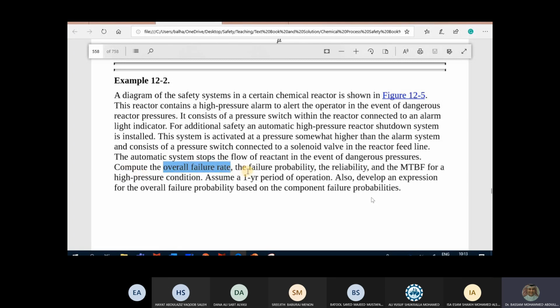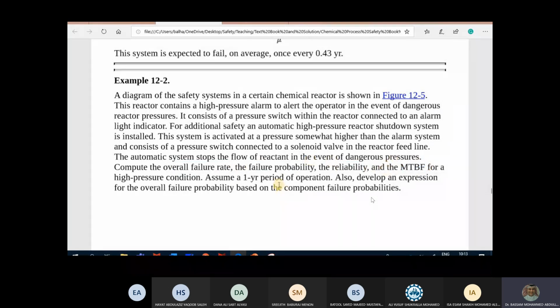Compute the overall failure rate, the failure probability, and the reliability. So we want mu, and then we want P, and then we want R, and then the mean time between failures. We did not take them, but that is simple. And we are going to assume by the problem here 1 year of operation.